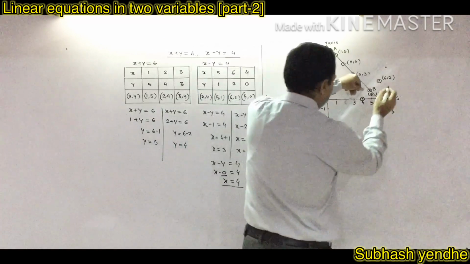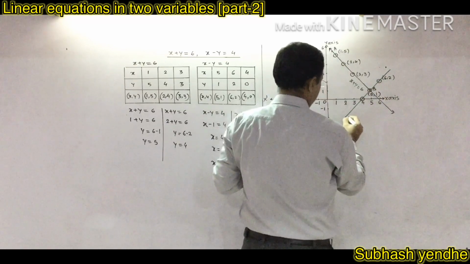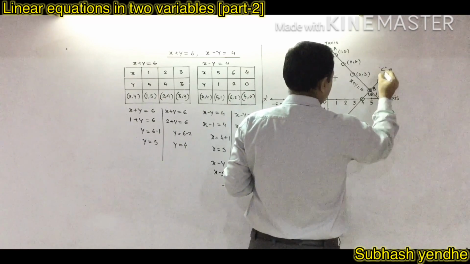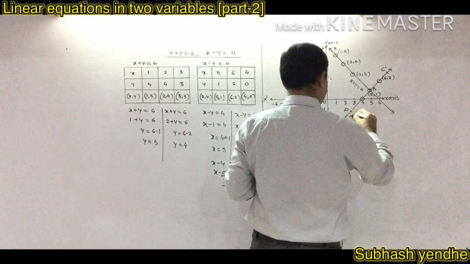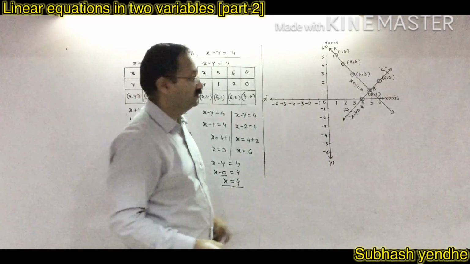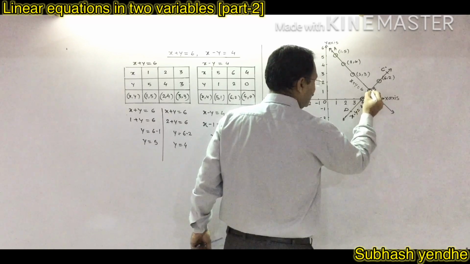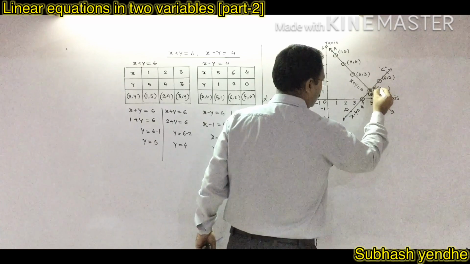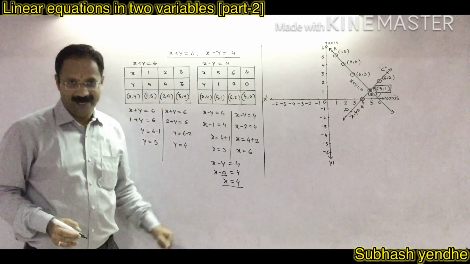Now join these three coordinates and give the name CD and write it down. This line is related to this equation. Now what you observe is that these two lines are intersecting here. That intersecting point is 5 and 1. So therefore the solution for this one is 5 and 1.